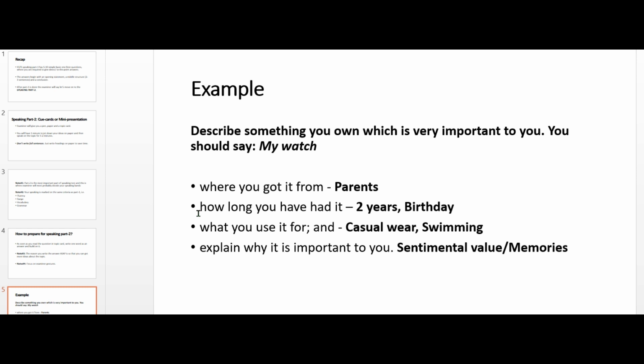So see, I was able to explain it in 1 minute by just doing 2 to 3 sentences on each heading I wrote earlier.